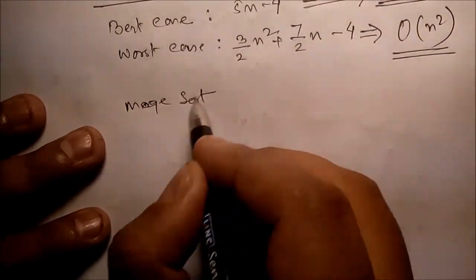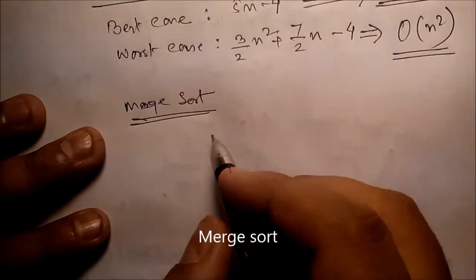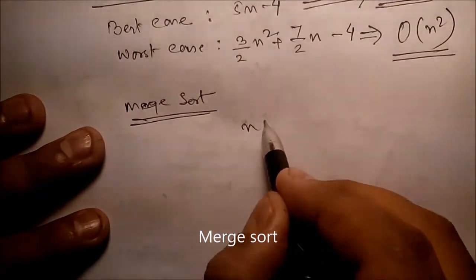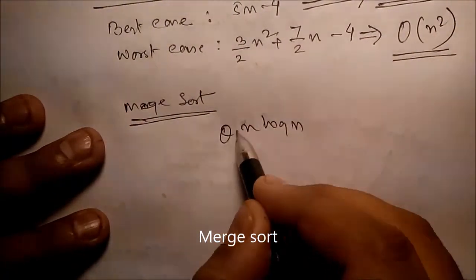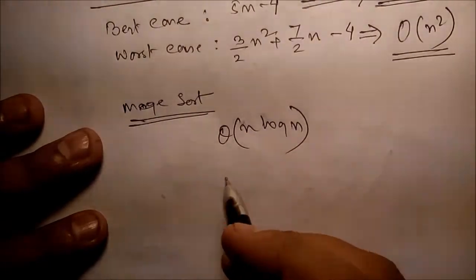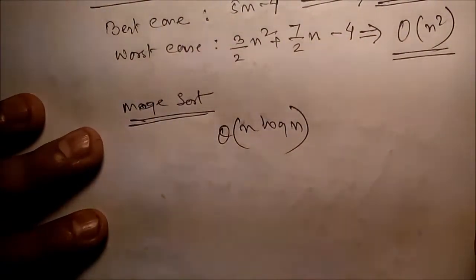But if it is merge sort, which we will discuss in detail, then a single n log n complexity is there. So in this case we may use theta n log n. No best case, no worst case.